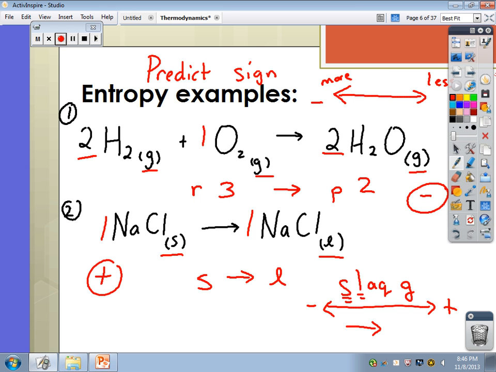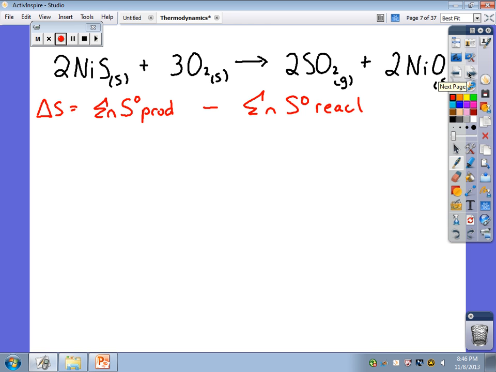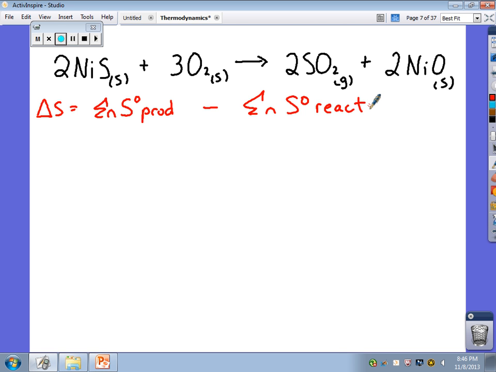So there's prediction problems, and then there's actually, can you do the math? To do this, I need to have some values that are listed in a book or a chart, and I'm going to go ahead and fill those in. What I need to do is follow this equation to find delta S for this reaction, which is entropy. I need to do sum of the moles of the products minus sum of the moles of the reactants, or final minus initial.